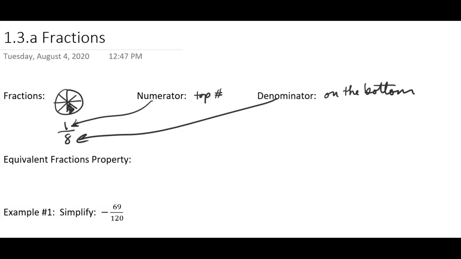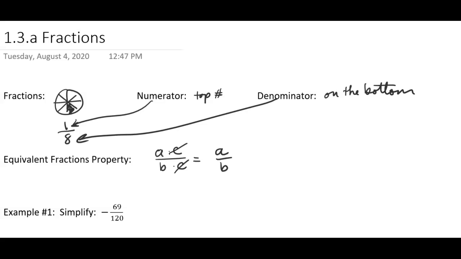Equivalent fractions property. So if you have A times C over B times C, and notice that it's multiplication in the numerator, multiplication in the denominator, then you can simplify that to equal A over B. And so sometimes they'll say you cancel it. Sometimes you'll see people cross these out.